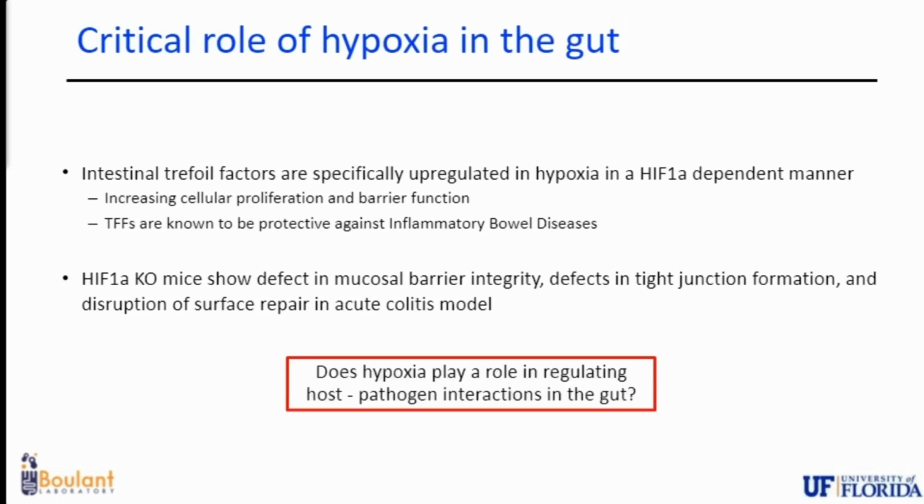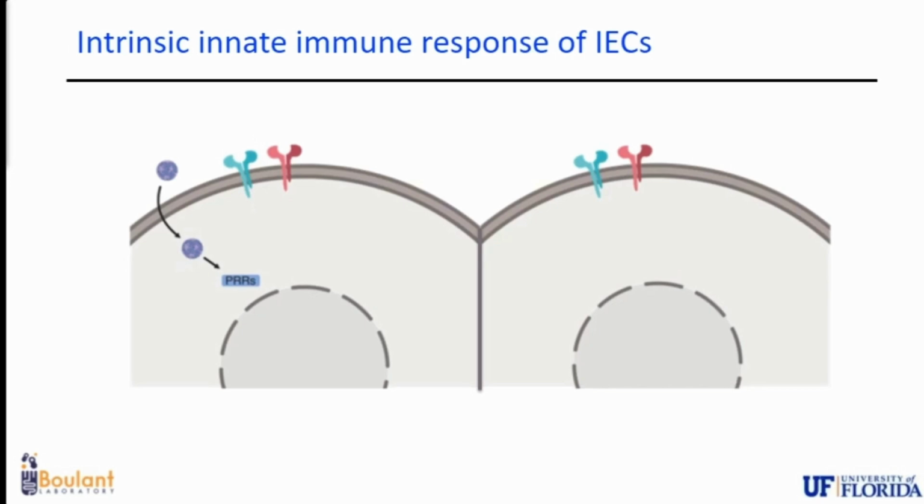But what about hypoxia and how it regulates our host-pathogen interaction? Does hypoxia impair how we sense and combat enteric pathogen? That's the question we are very interested in. And here I'm going to focus on the intrinsic innate immune response, which is generated by intestinal epithelium cells, which are always here marked as IECs.